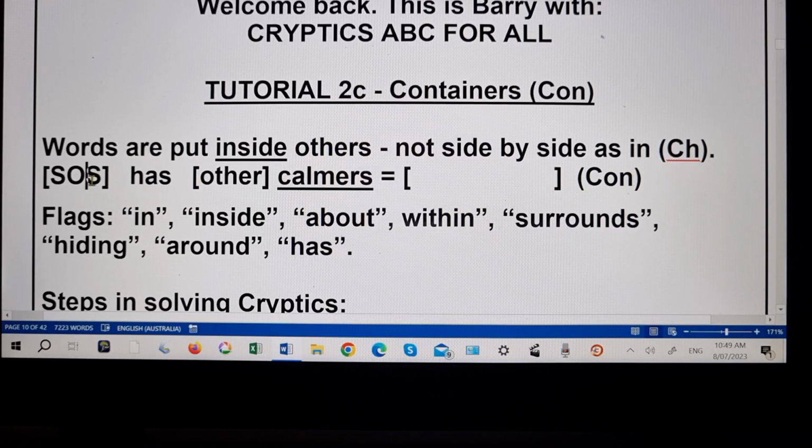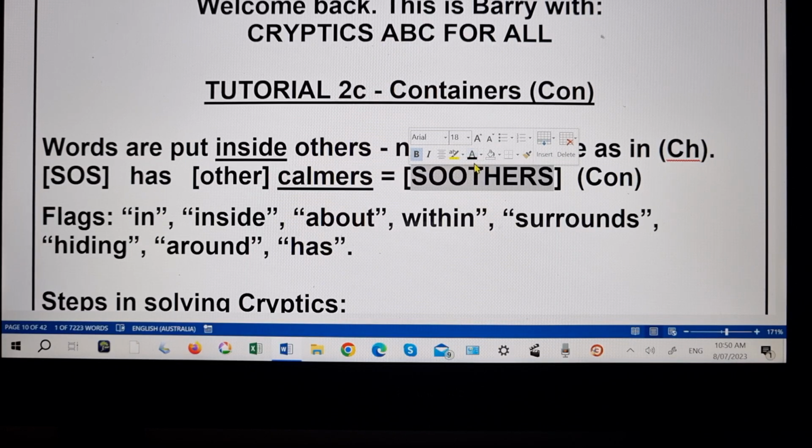SOS, and of course there's the S there. So the SO could be at the front or the OS could be at the back. You don't know. So SOS has other commas, but the answer has got to be commas. Can you imagine other inside SOS? I'm sure you got it by now. You put that inside that. Commas inside SOS.